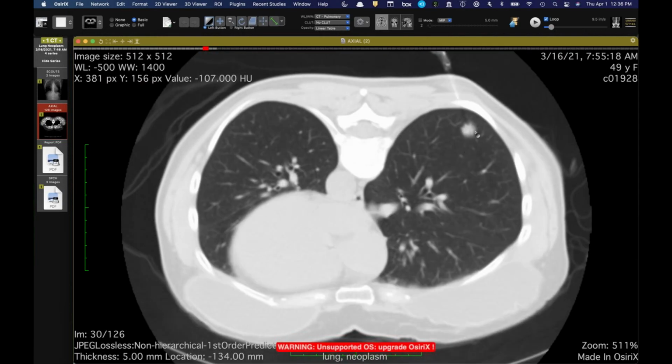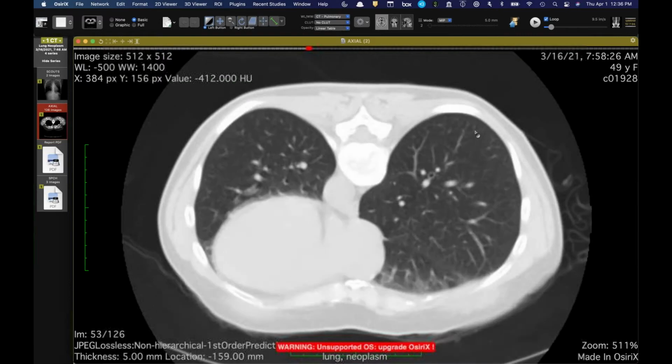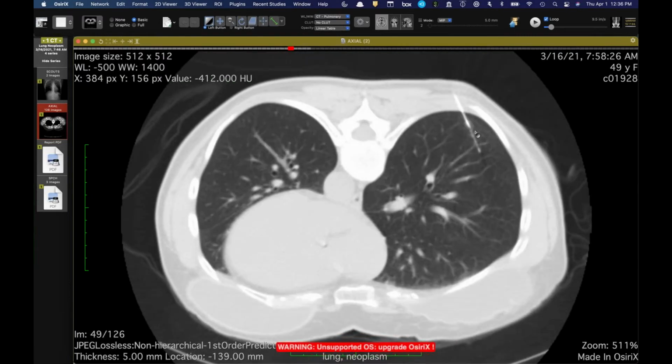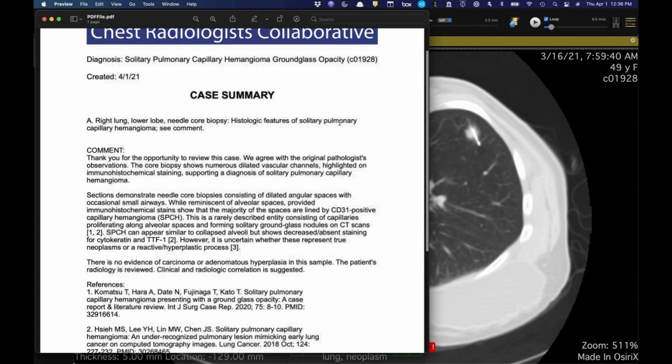And you can see, I think they did an FNA first, but then they also did a core, and you'll see they definitely got it. They're deploying this through the lesion here. And then the histopathology on this came back as a solitary pulmonary capillary hemangioma, which I was not familiar with.